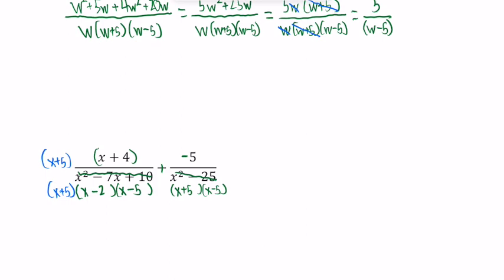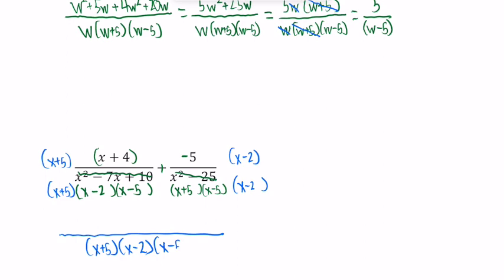The denominator of the second fraction is missing the x minus 2 that's on the bottom of the first fraction. So we'll multiply the top and bottom of that one by x minus 2. And this is going to leave us with a common denominator of x plus 5 times x minus 2 times x minus 5. In the numerator on the left side, we use the FOIL method to multiply x plus 5 times x plus 4.